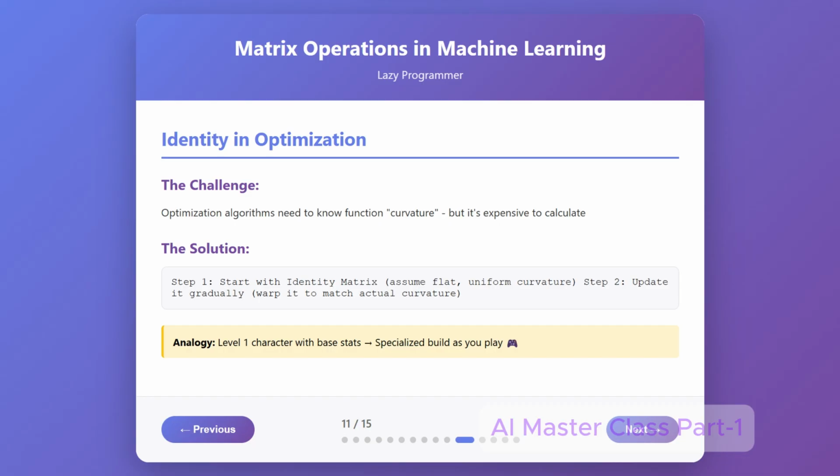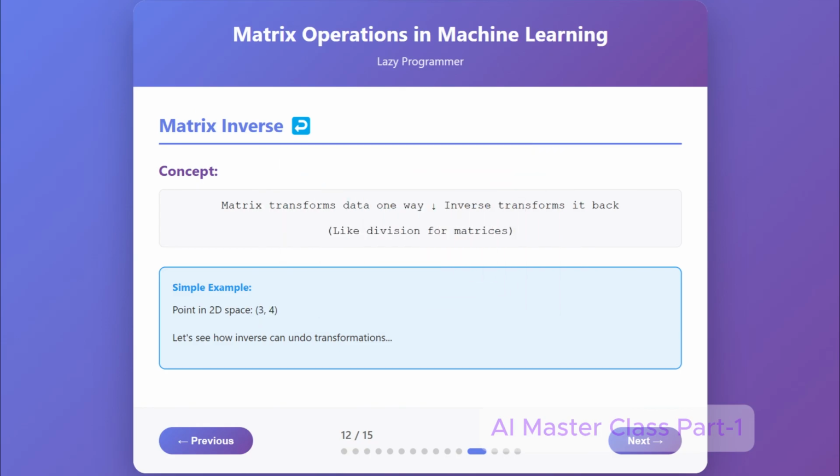The next operation is the inverse of a matrix. The inverse of a matrix is similar to division in normal numbers. If multiplying by a matrix moves or transforms the data in one direction, then multiplying by its inverse moves it back. Let us understand this with a very simple example.